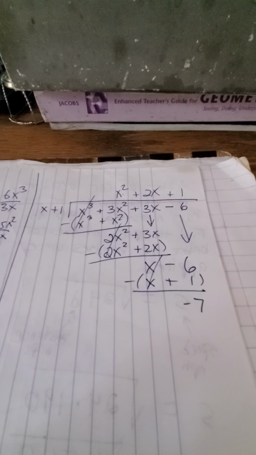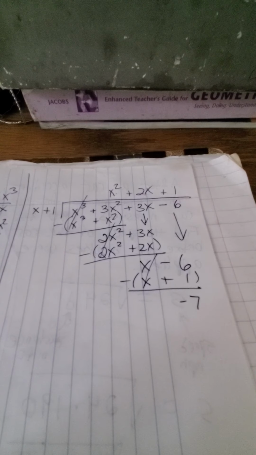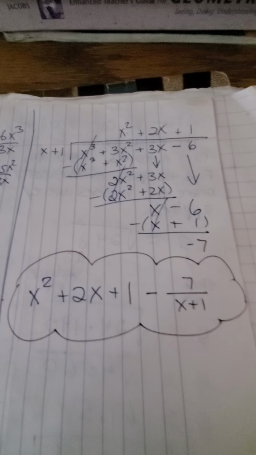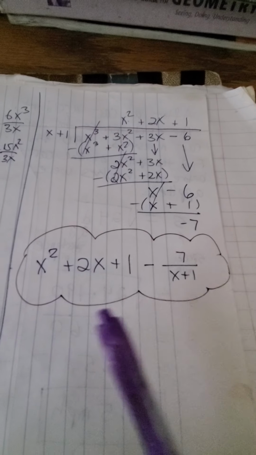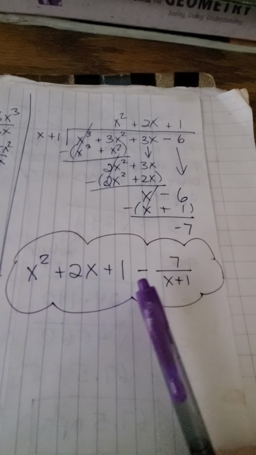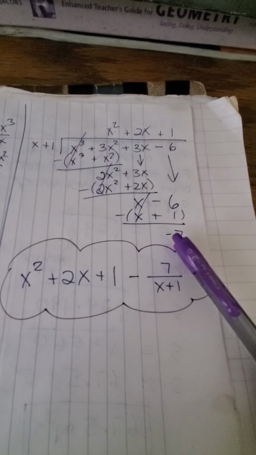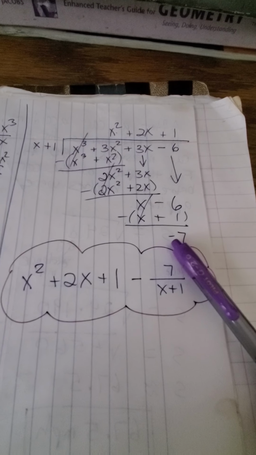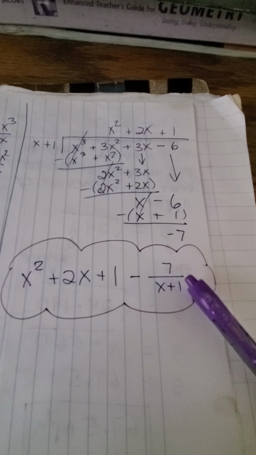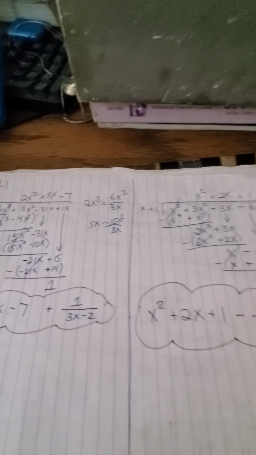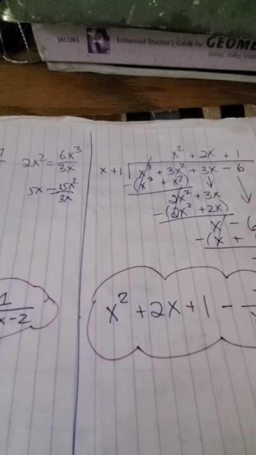Actually, you pause the video and write down what the final answer is going to be. That's right. The final answer is x squared plus 2x plus 1 minus 7 over x plus 1. Because the minus comes from the negative 7. And this, my friends, is polynomial long division.